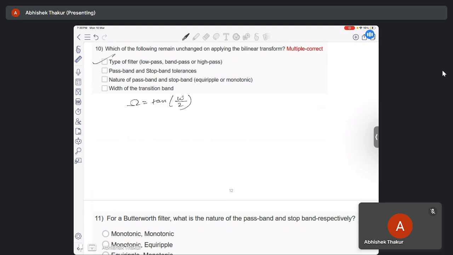And also the transformation is only on the frequency axis. So the magnitudes are not transformed. Therefore the pass band and stop band tolerance do not change. So option B is also correct.